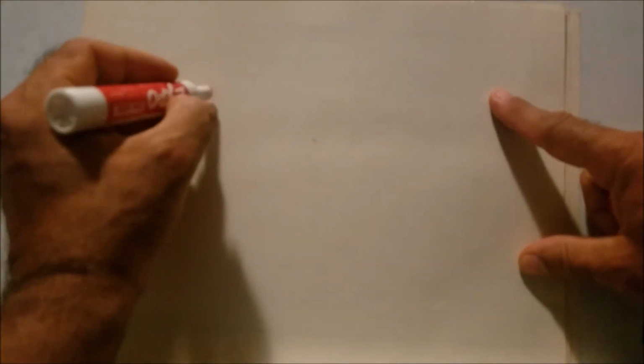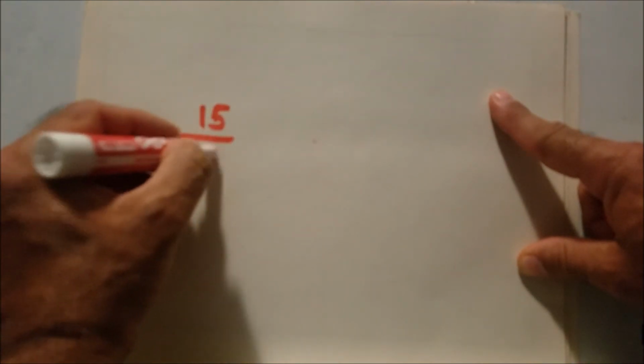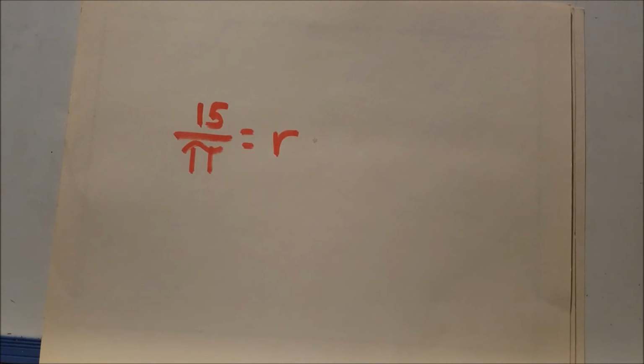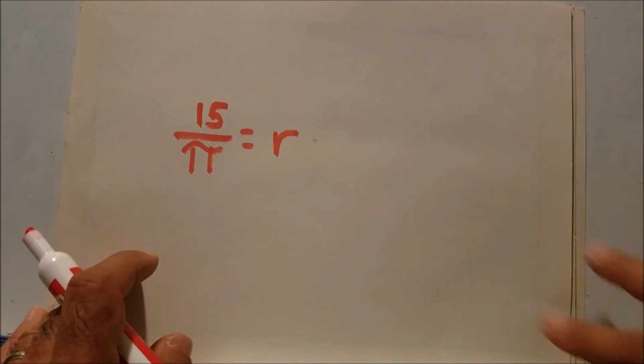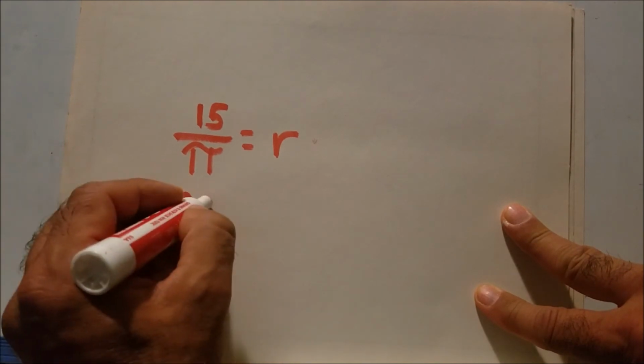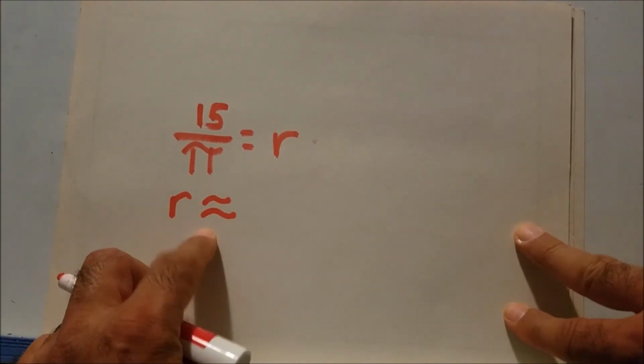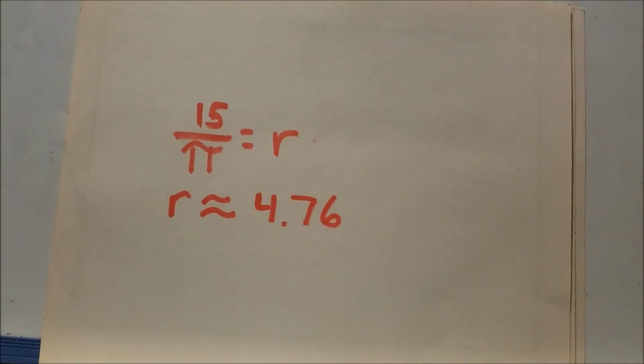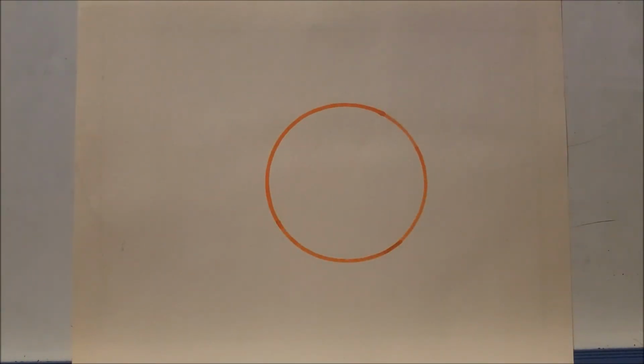So let's write that better. We have 15 over pi equals the radius. And you can put that in your calculator. Just do 15 divided by pi. And you're going to get about, put that about symbol, 4.76. That's the radius.